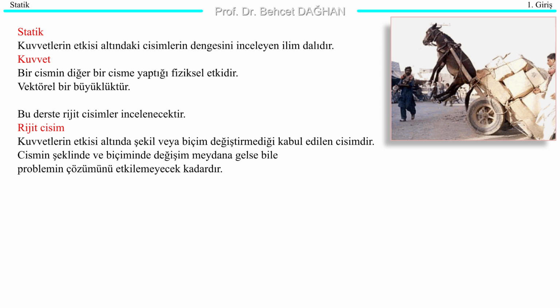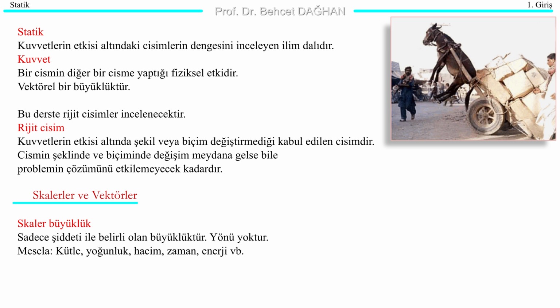In this course, rigid bodies will be studied. What is a rigid body? It is an object that is considered not to change shape or form under the influence of forces. Even if there is a change in the shape or form of the object, it will not affect the solution of the problem.